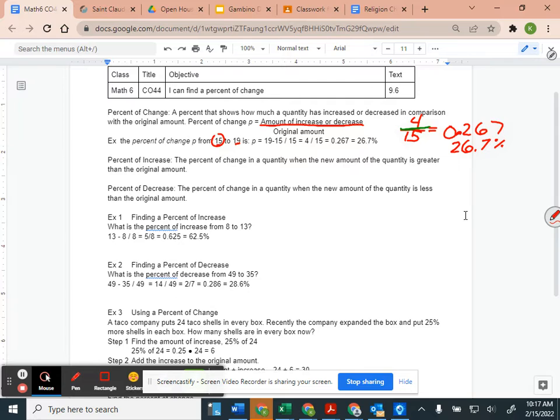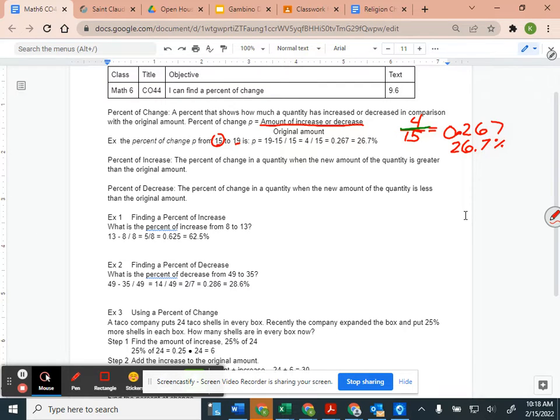Where's one place we would see those percentages of increase and decrease? Yeah, stores. I see it in the stores. Yeah. So when something's on sale, how much on sale is it? What's the percentage off that it is? Okay, so this is something that you will use in everyday life. So it is good to know.